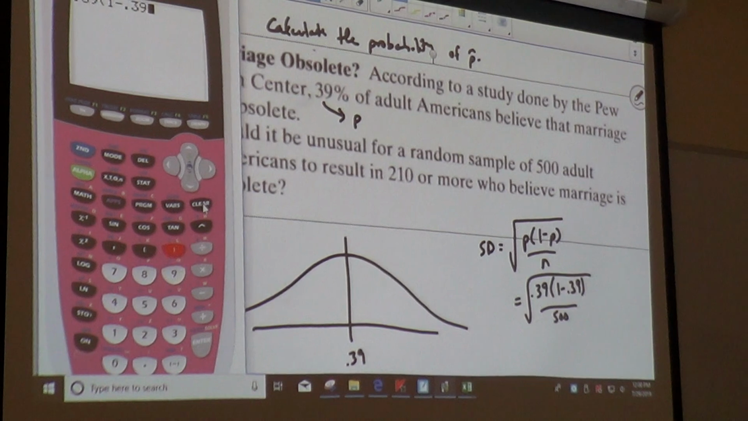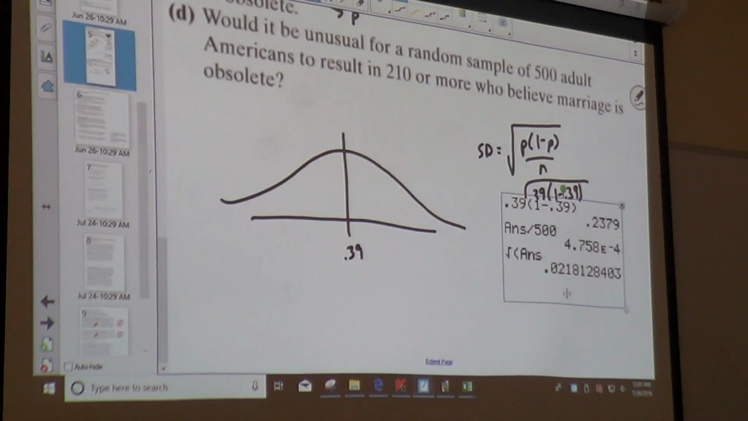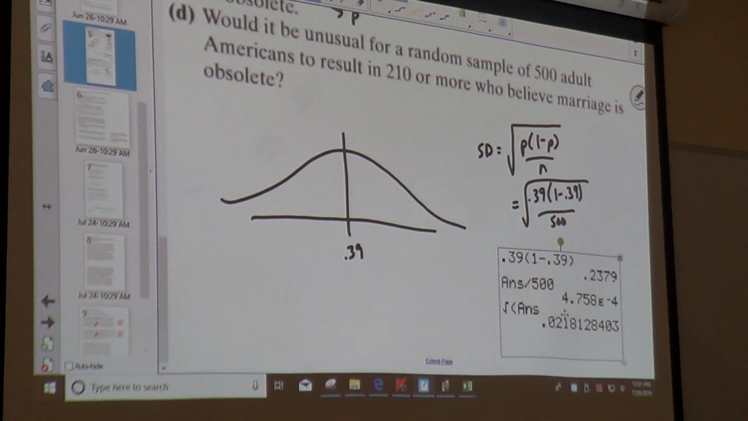So in my calculator, I'm going to do 0.39 parentheses 1 minus 0.39. And then I get my answer. You can do it a lot of different ways. And then I divide it by 500. And then I take the square root of that answer. So this is what I get as my standard deviation. So my standard deviation is 0.021813.